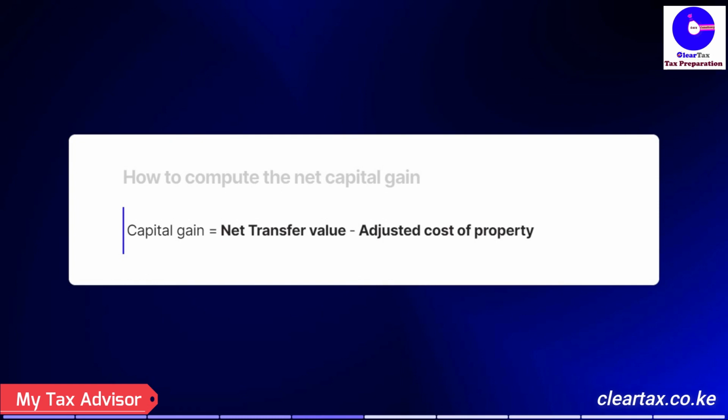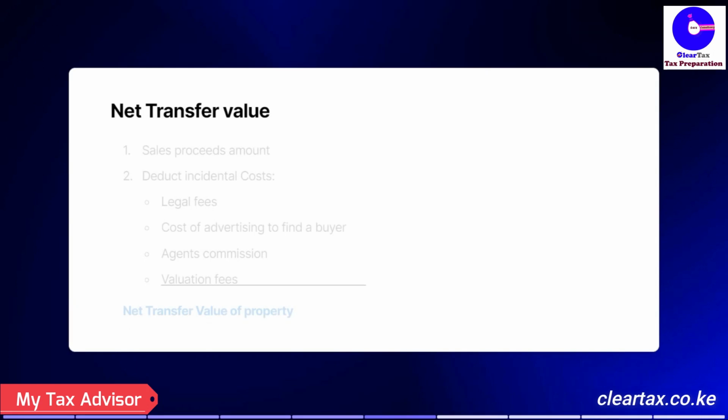So let me go deeper into each of them. Let's start with the net transfer value. And what we've said is you look at what are the sales proceeds that I'm getting from the buyer. So this is the total payment from the buyer.